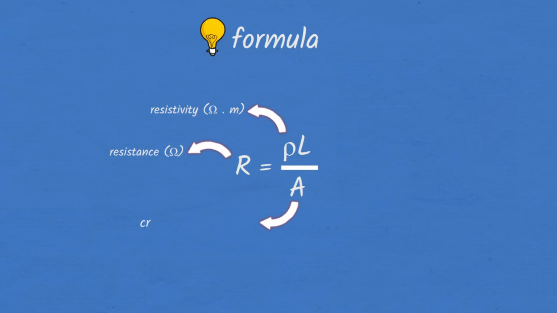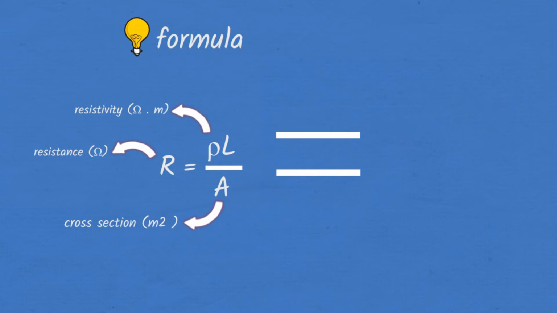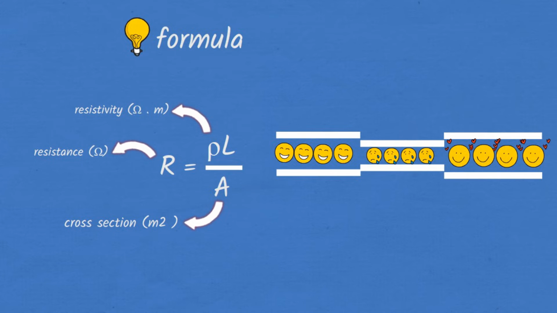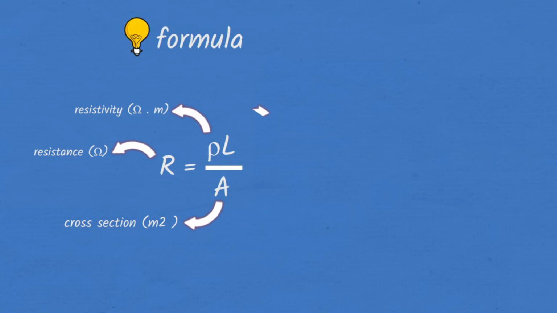A represents the cross-sectional area in square meters. Suppose a wire of a certain thickness has a number of electrons passing through it. If the thickness of the wire decreases, the transmission of electrons also decreases, and in fact the electrical resistance increases. Also, the electrical resistance decreases as the cross-section increases and electrons pass more easily.